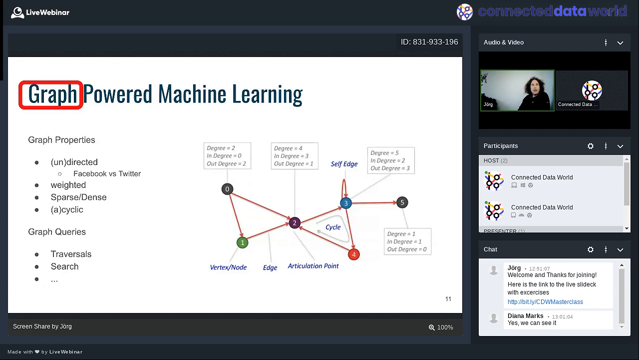Another notion you'll often hear with graphs is the notion of cyclic or acyclic graphs. Here, for example, we have a cycle. So we can basically go around and end up at the same node. Acyclic graphs, on the other hand, don't have any cycles within them.